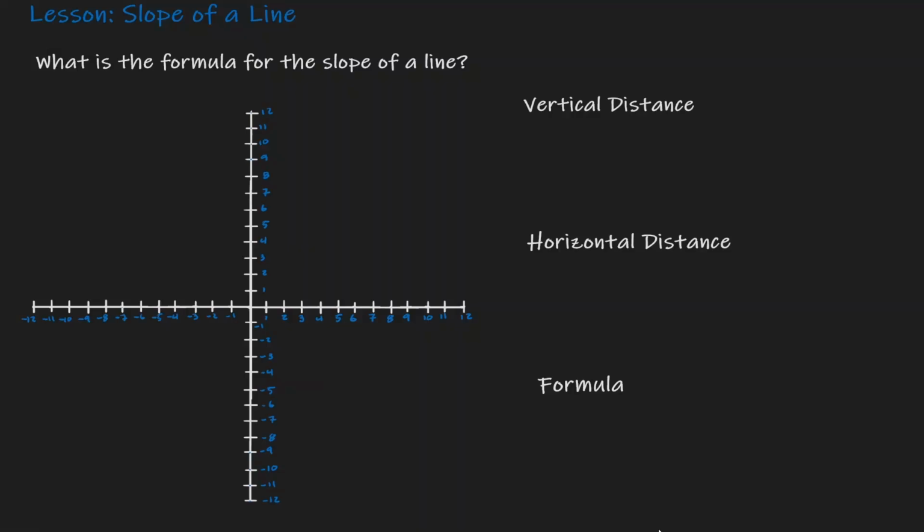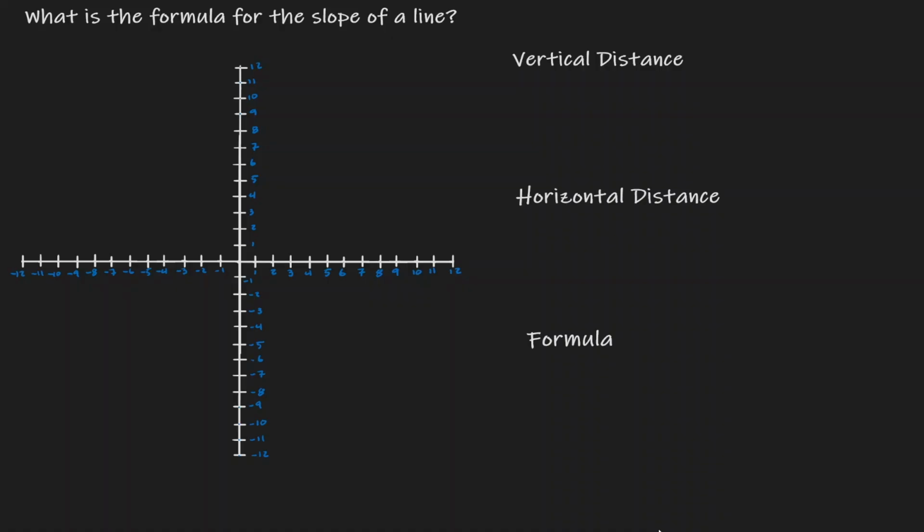Welcome. Today, we're going to take a look at the equation for the slope of a line. So what is the formula for the slope of a line? Let's start by just choosing two random points in our plane. Now let's connect those points.